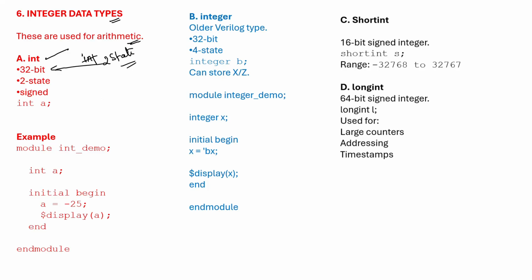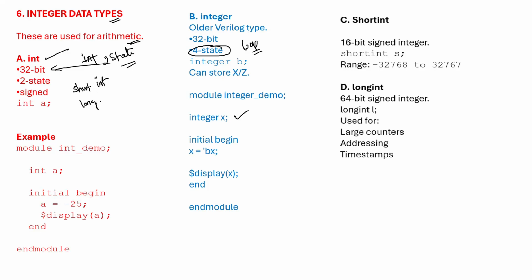Int is different and integer is different. Integer is a four-state data type. Whenever you are doing loop counting with a for loop, we are using this integer, for example integer i. That is the integer. But here int means a two-state data type. In this int we are having shortint and then longint also.